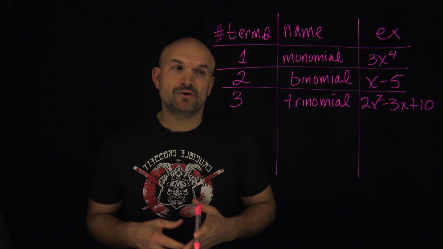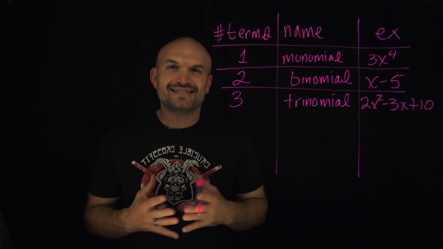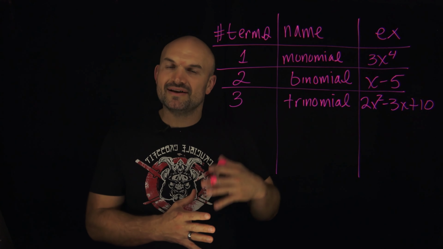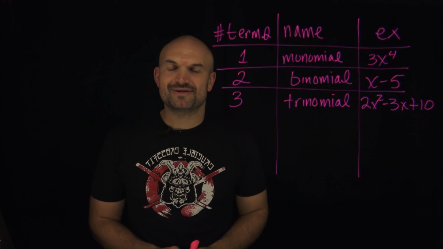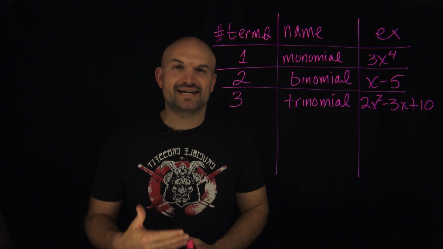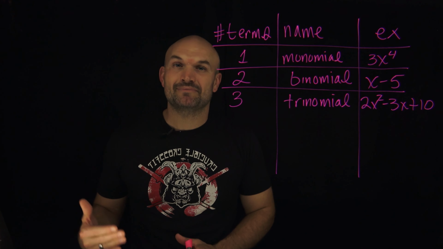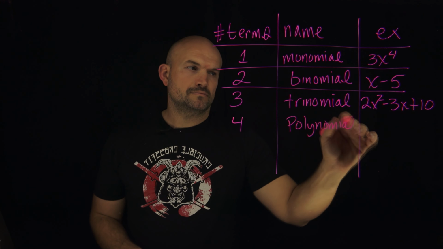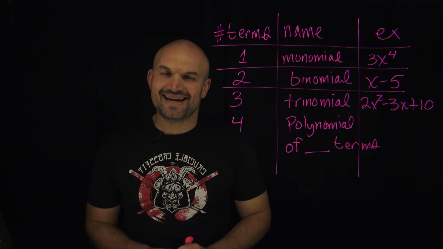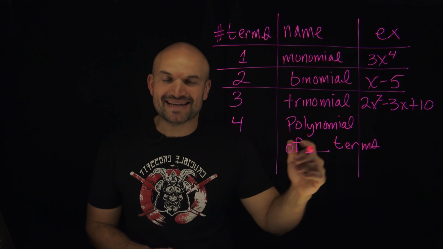Now, when we get to a polynomial with 4 or more terms, we just like to classify them as a polynomial of and then blank number of terms. So again, we can use this for 4, 5, 6, 7, and on number of terms. And hopefully you understand, the example would be just how many blank terms that we have.